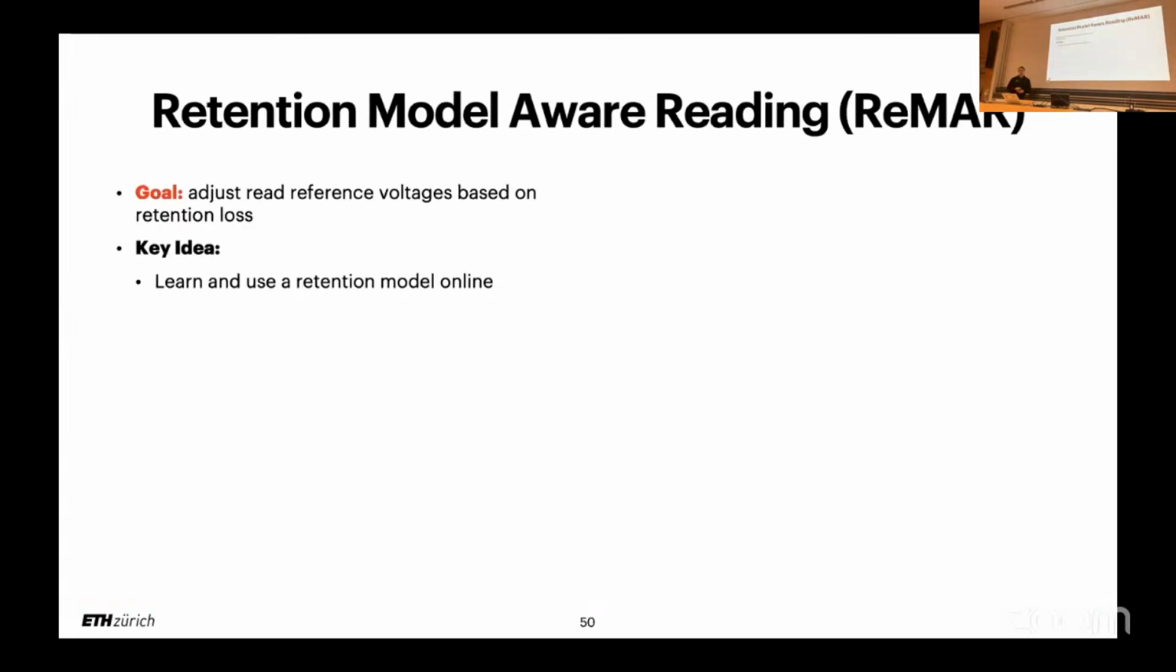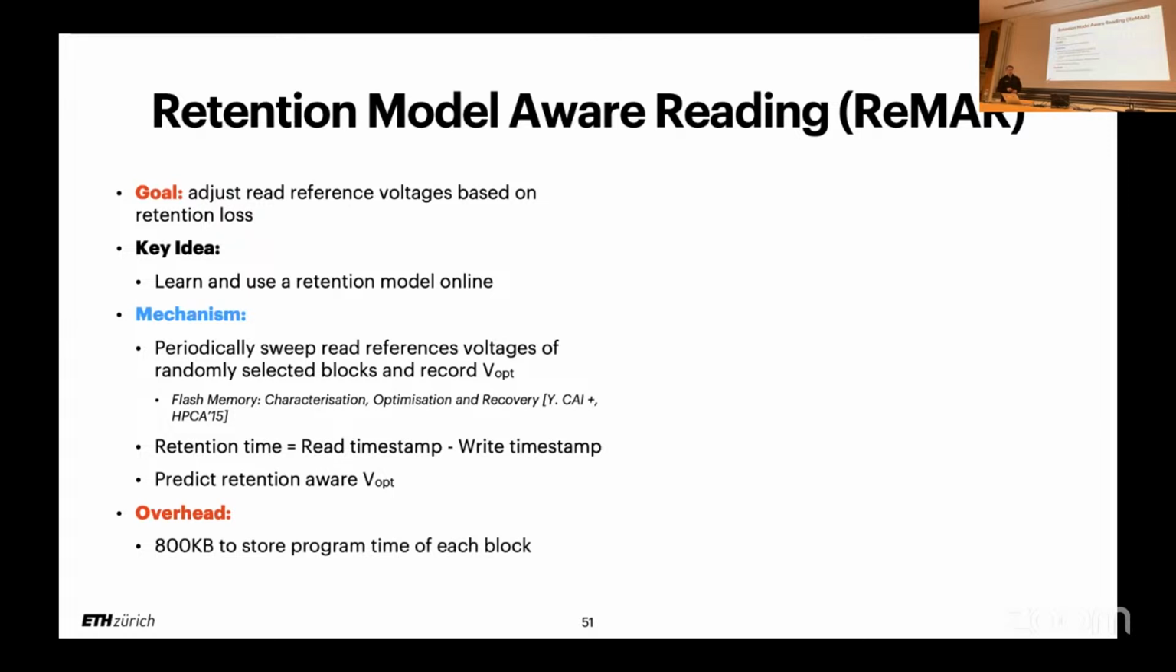Now, moving on to the retention Remar, the retention model aware reading, which basically means that we adjust the read reference voltage based on the time since we've programmed a cell. And we basically learn the retention loss model online, and the retention model was the second model we looked at. And the way they do this is they first try to learn what the voltage distribution is for each state, and then they periodically relearn it.